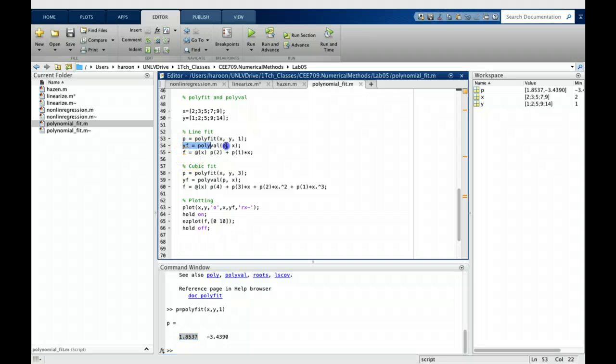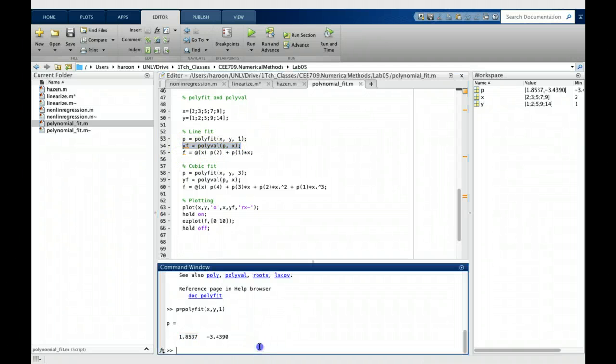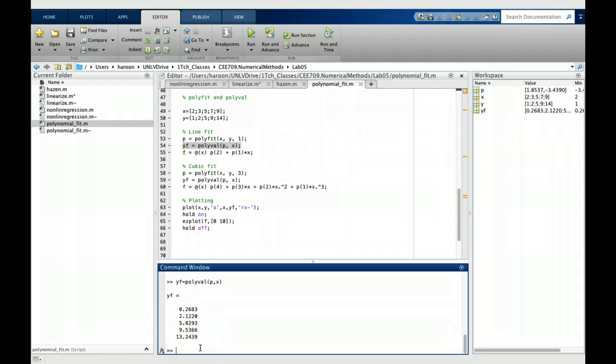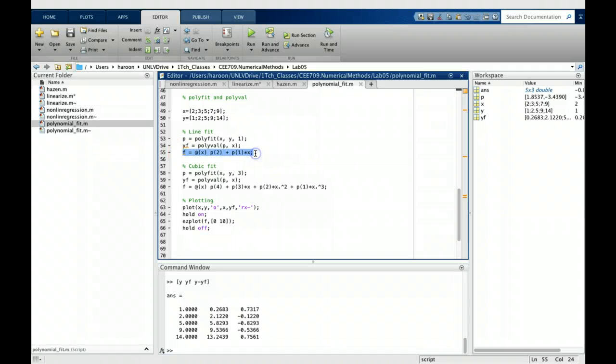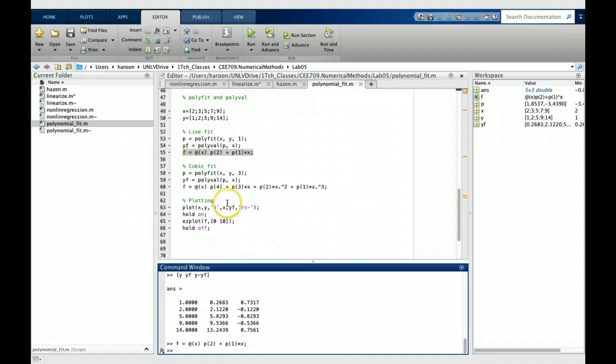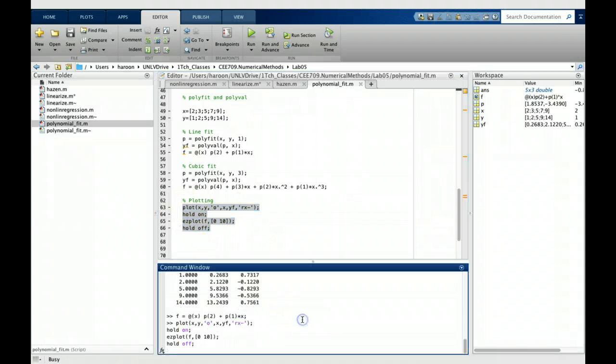Now to find the fit value, we just simply call a second function called polyval, and this will find us the fit values for y. What we tell it is that p are the parameters and x is where we want to find the value of the fit, and it will give us the 5 values of the y fit. Again, we can compare them. We can also look at the error between them, and these are the observations, the model fit, and the error. And we can create the function and plot it just the way we did it in the previous cases.